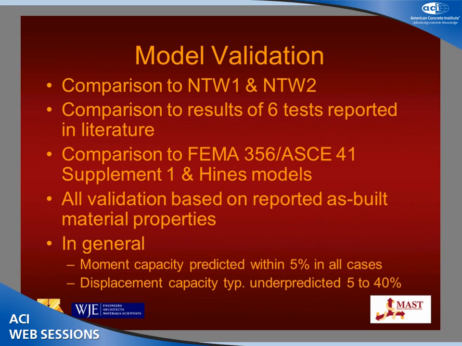We validated this model against available data sets, including comparison to NTW1 and NTW2, comparison to 6 tests reported in the literature. We also compared to the existing simplified models. All of this validation was based on the reported as-built material properties. A designer would need to make some estimate of the as-built material properties, concrete overstrength relative to specified, strain hardening of the steel, etc. In general, we predict the moment capacity very well. That's largely because we have very good tools and ability to predict flexural behavior. We generally under-predict the displacement capacity.